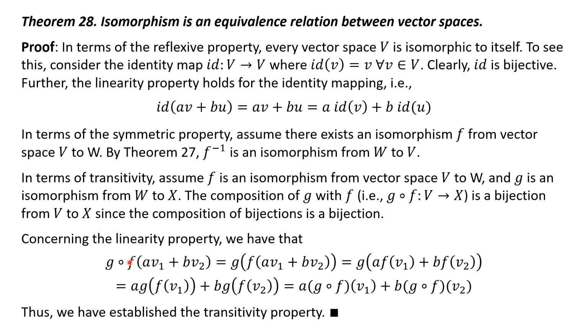And so we have the transitive property. We have that G of F is an isomorphism between V and X, where we started with V being isomorphic to W and W being isomorphic to X. So a bit long-winded, but we've shown that isomorphism as a relationship is an equivalence relationship between vector spaces.